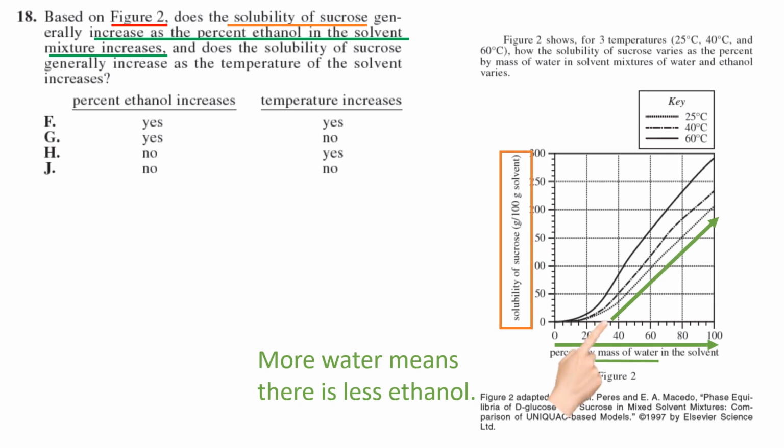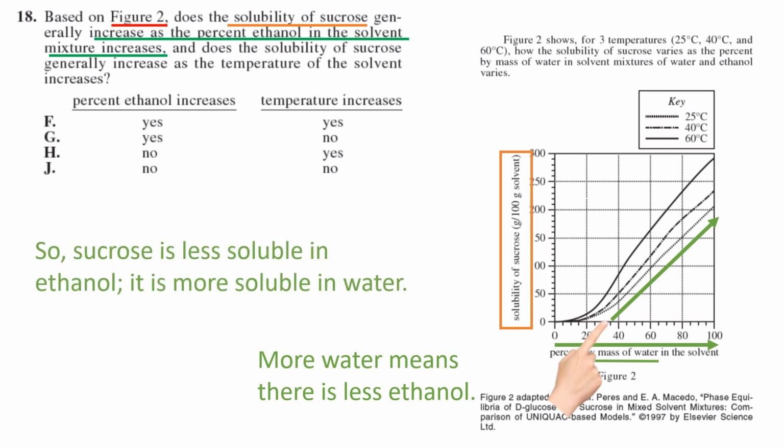So as you add more water, the solubility does increase, but that means it is less soluble in ethanol as it is more soluble in water. A little bit tricky to think about that one. So your answer for H and J is no, right? So you can eliminate F and G.